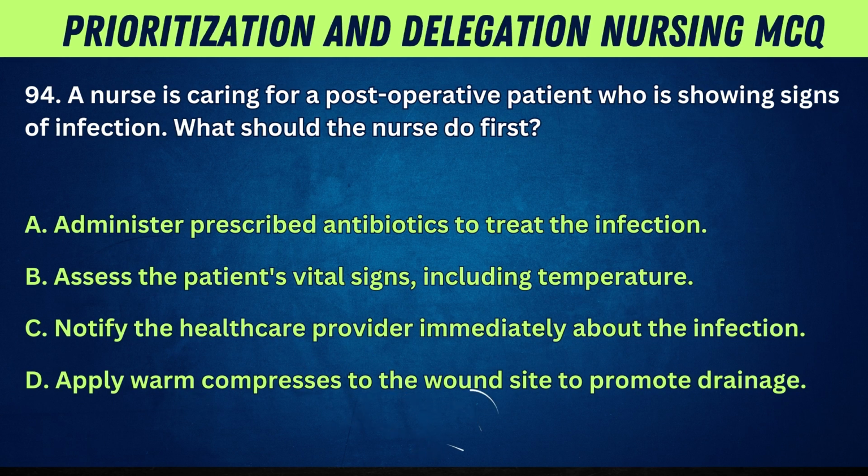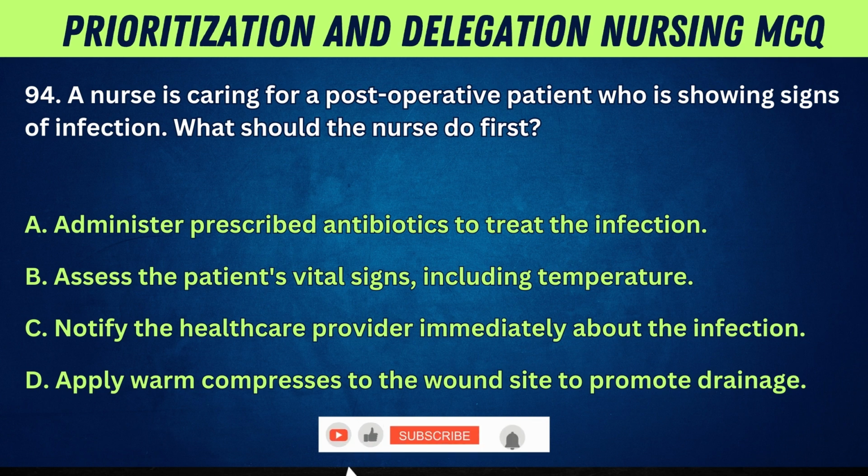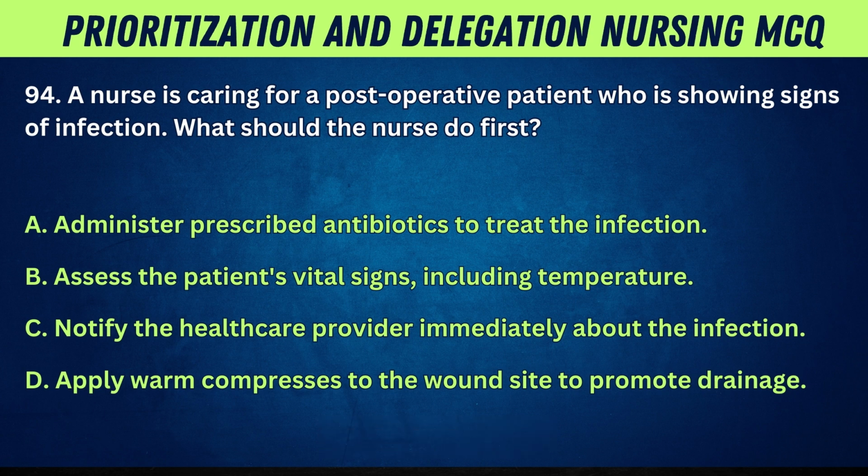94. A nurse is caring for a post-operative patient who is showing signs of infection. What should the nurse do first? A. Administer prescribed antibiotics to treat the infection. B. Assess the patient's vital signs, including temperature. C. Notify the healthcare provider immediately about the infection. D. Apply warm compresses to the wound site to promote drainage.